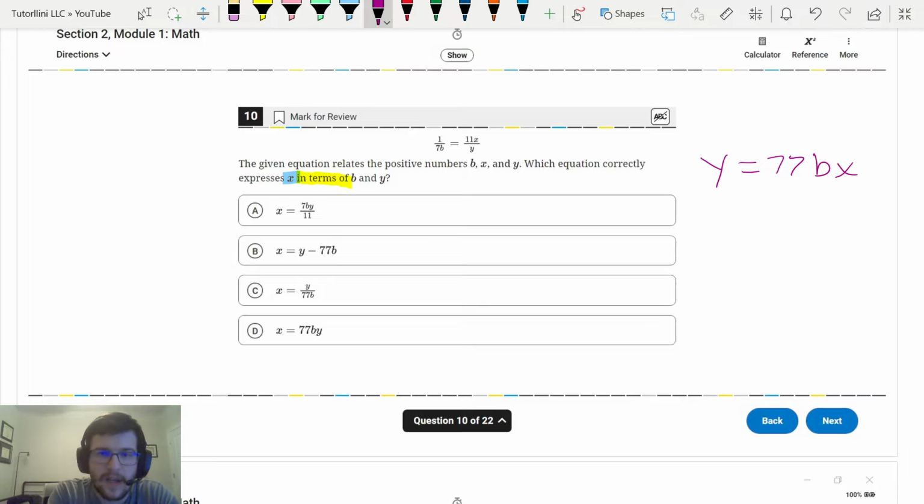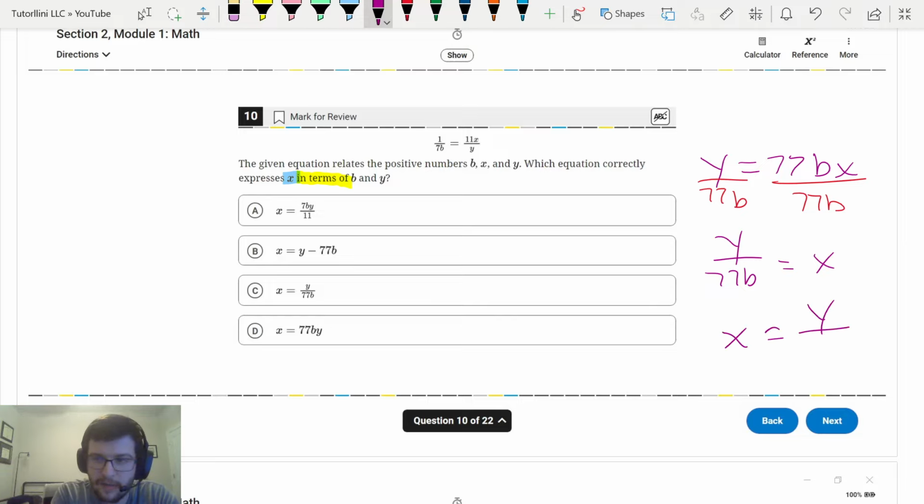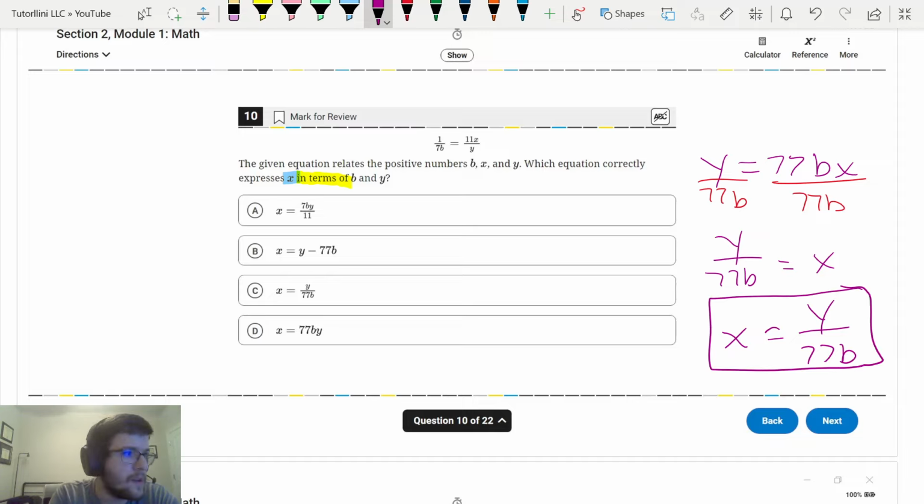77bx. And we want to get x by itself, so we're going to move this to the other side, and because it's being multiplied, we're going to do the opposite operation, so we're going to divide both sides by 77b, and we get y over 77b equals x, and we like to get the thing we want by itself on the left side, so we're going to flip this equation, and we get x equals y over 77b. And that is answer choice C.